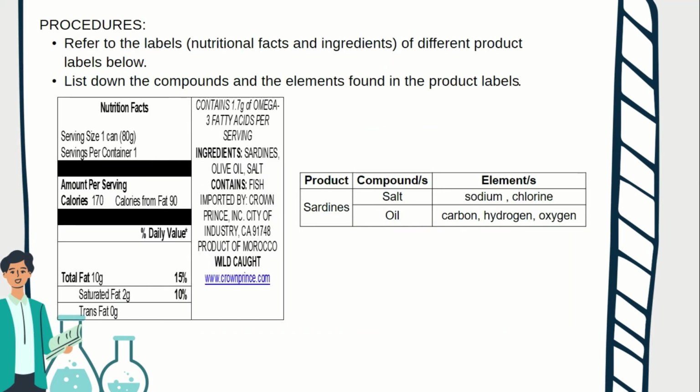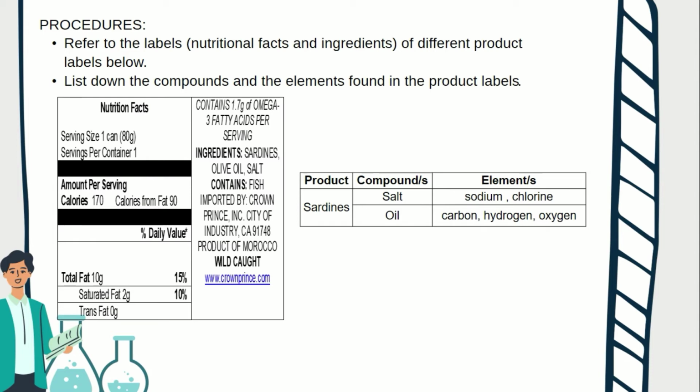Procedure. Refer to the labels of nutritional facts and ingredients of different product labels below. List down the compounds and the elements found in the product labels. Number 1 is given as a guide and example to you. So these are the nutritional facts, and these are the 3 columns that you need to answer.